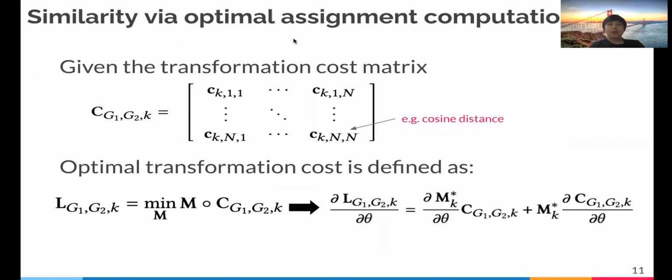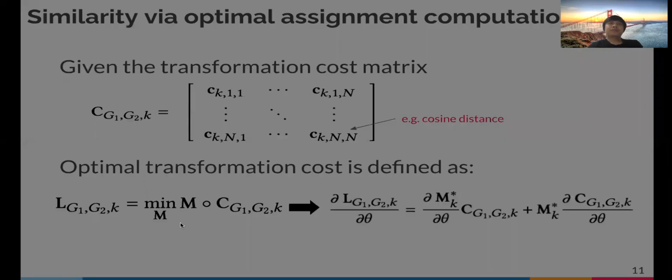To compute the optimal assignment cost at each level of the GCN, we first define the following cost matrix C, where each entry in C represents the cost of transforming one node in one graph into another node in the other graph in the embedding space. One example of this pairwise transformation cost is the cosine distance between the two embedding vectors. Given this matrix, the optimal transformation cost can be defined as finding the optimal matrix M that transforms the nodes in one graph into the nodes in the other graph via the linear programming objective. Correspondingly, we can also compute the gradient of this cost as well.